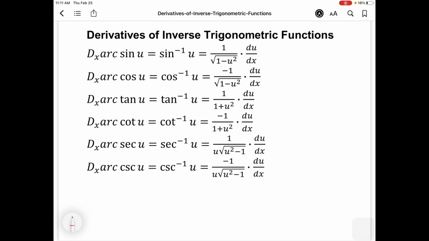So kung mapansin natin, itong sine at saka itong cosine is the same. So nagkaiba lang sila sa negative, ito yung isa ay positive. Itong tangent and cotangent is the same also. Nagkaiba lang sila sa sign sa taas. Then secant and cosecant magkatulad din, nagkaiba lang sila sa negative.